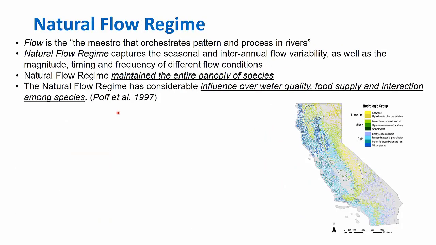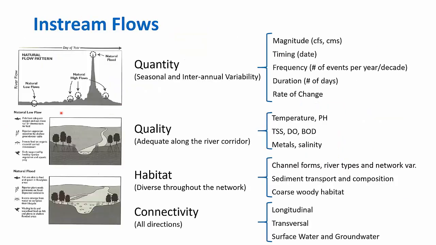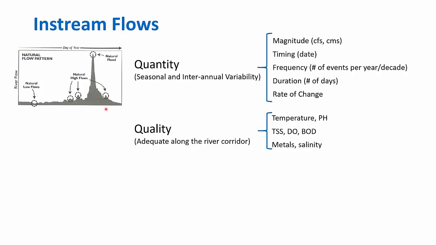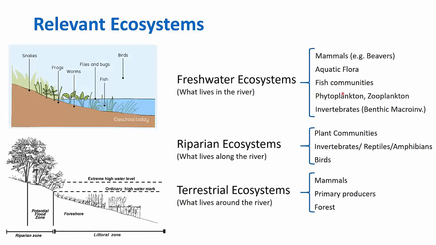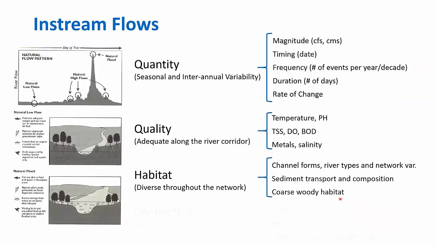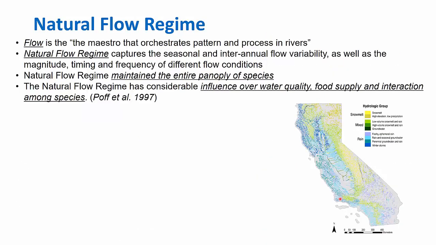And this natural flow benefits not only one species but the entire ecosystem. At this moment, I haven't mentioned some species in these specific examples, but the natural flow regime encompasses all of it, because that's how these specific ecosystems evolved through time.